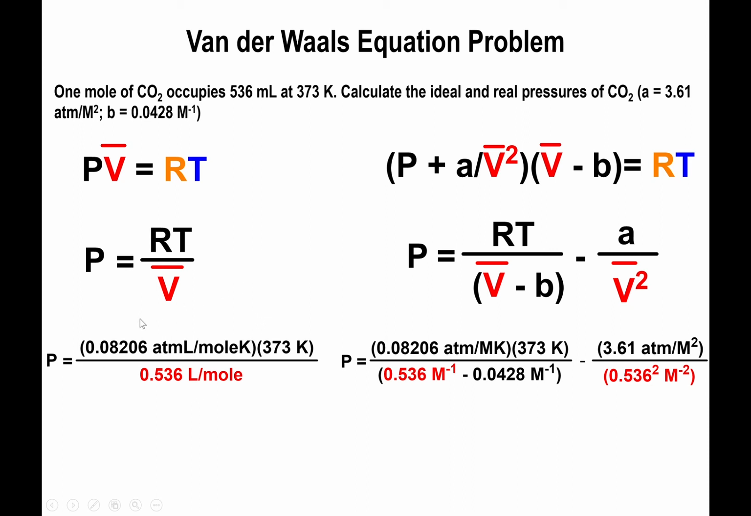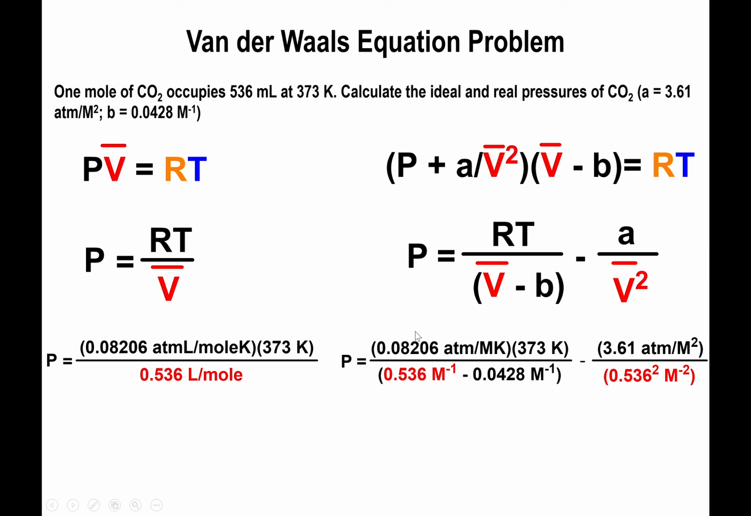Okay, but here what you can see is that we have the gas constant, the regular gas constant, 0.08206 atmosphere liter per mole Kelvin, times the temperature, which is 373 Kelvin, divided by the molar volume, 0.536 liters, right? And that equals the ideal pressure.